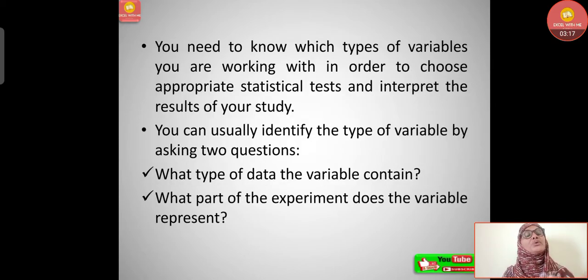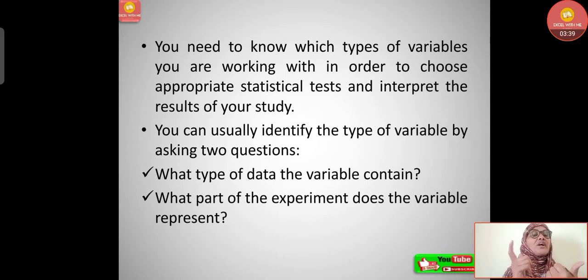Now you need to know which types of variables you are working with in order to choose appropriate statistical tests and interpret the results of your study. That means you can usually identify the type of variable by asking two questions. What are the two questions? What type of data does the variable contain?